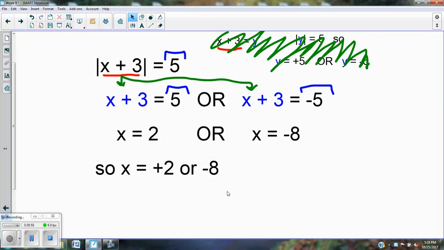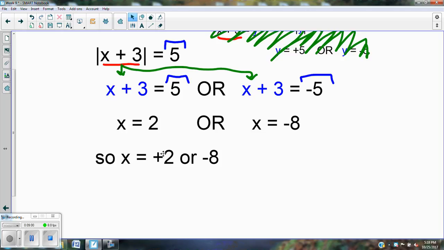So we would say these are our answers, x equals 2 or x equals negative 8. Now, just to double check, let's make sure those actually work. Plug them back in for x right here. 2 plus 3 is 5. Absolute value of 5 is 5. So that one works, meaning positive 2 checks out.